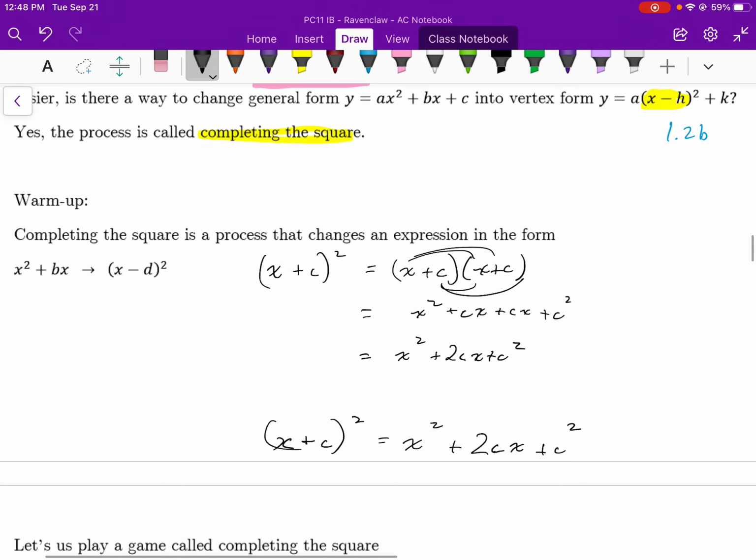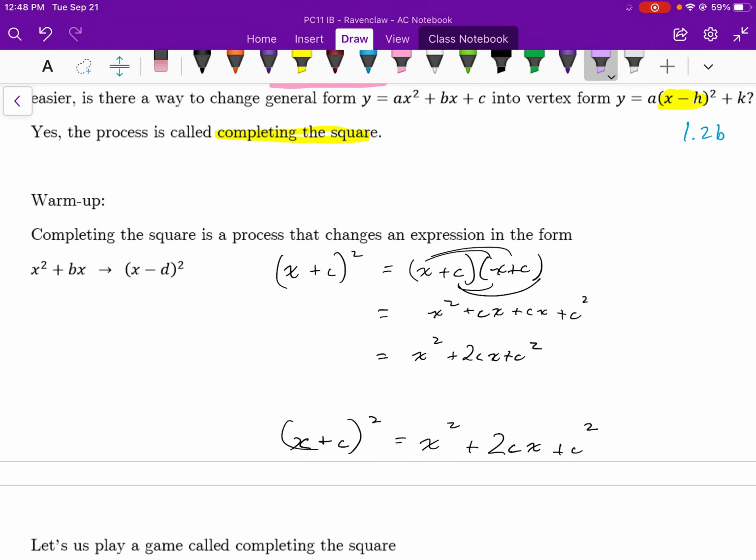So what's going to happen? I'm going to isolate the x's, x squared plus bx. I'm going to isolate that somehow. And then I am going to add a constant so that it turns it into a perfect squared factor. Might take some getting used to. So let's take a look right here.